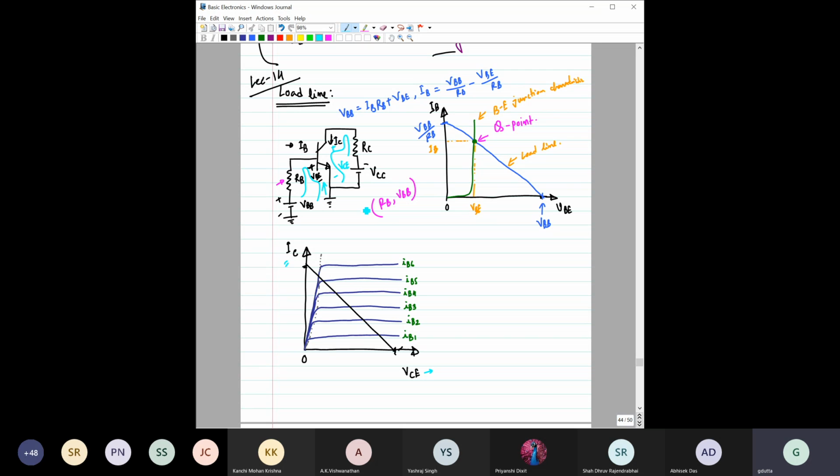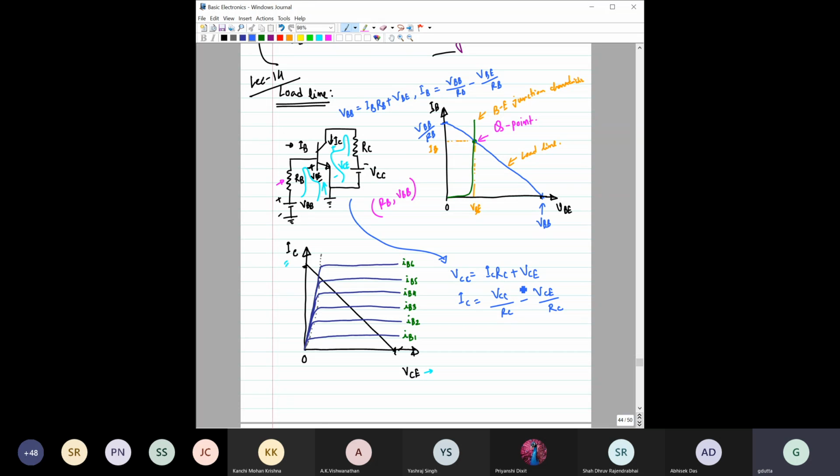Now regarding the load line, again we have to write the basic equations along this output loop. So if we do that, it will become V of CC, let me write it in a better way, V of CC is equal to IC RC plus V of CE, right? So similarly, like what we have done here, if you write this IC, that would become VCC by RC minus V of CE by RC.